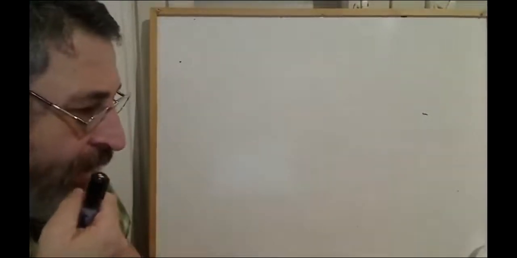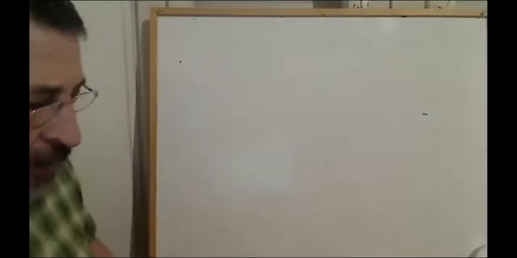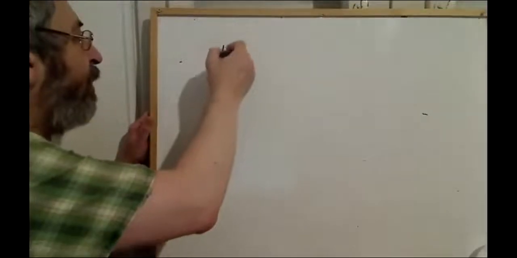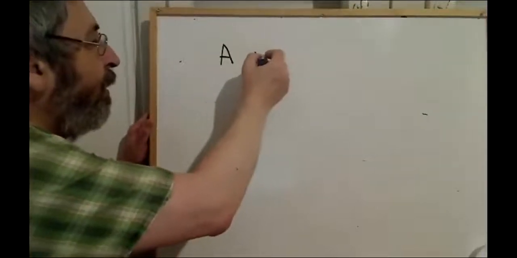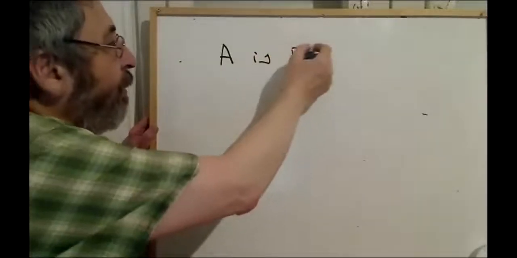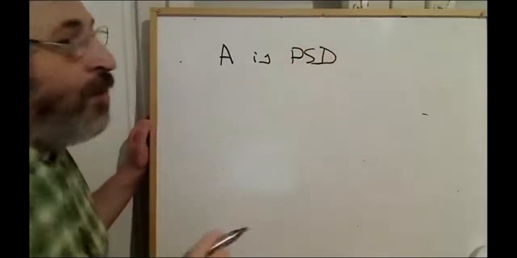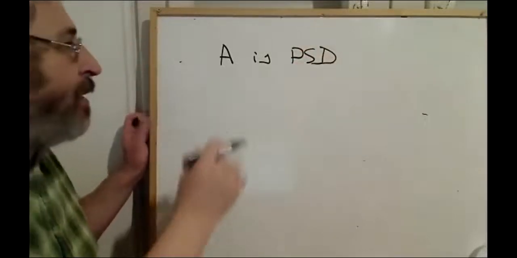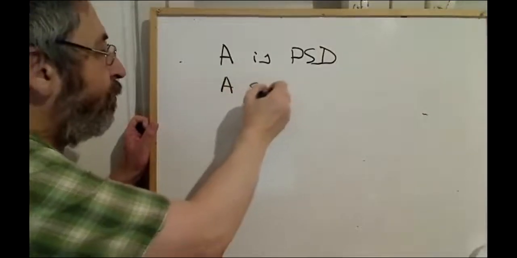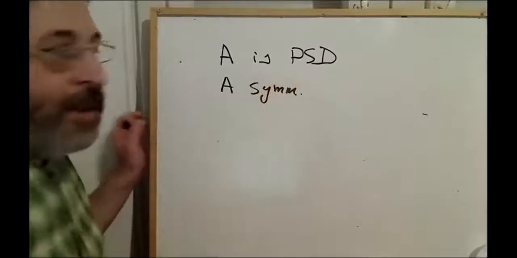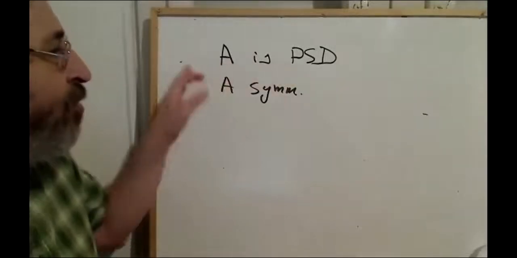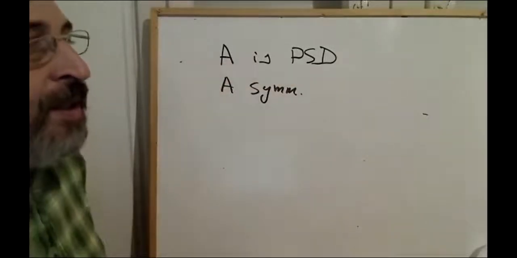There was a general question in the discussion. When you say the matrix A is positive semi-definite, usually it automatically says that A is symmetric. And there is a mathematical discussion why it is right.